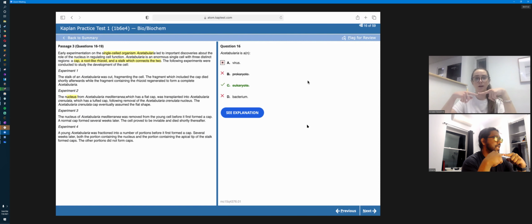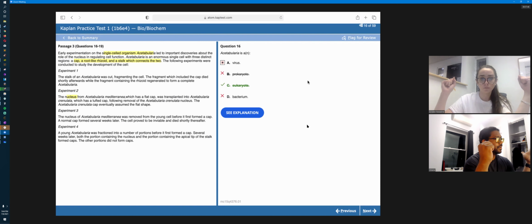Okay. Now, experiment one, they cut the stalk, so that's gone, right? So now the cell is cut in half. One part has the cap, one part has the rhizoid. The one that has the cap died. The one that has the rhizoid regenerated.